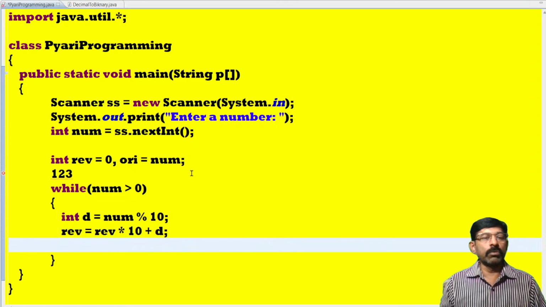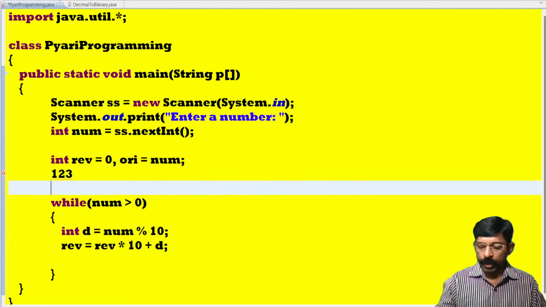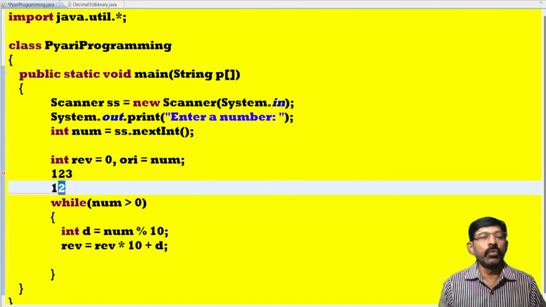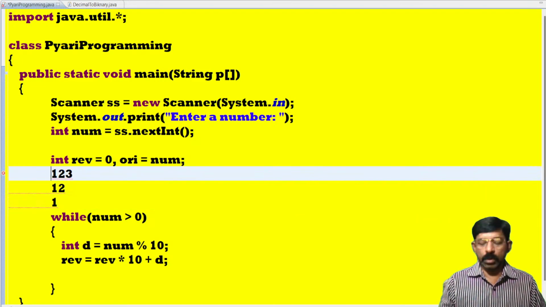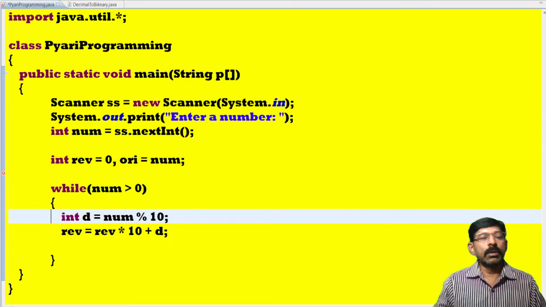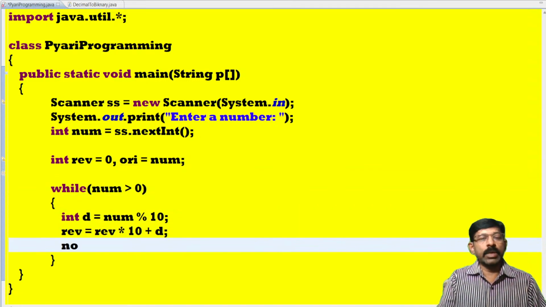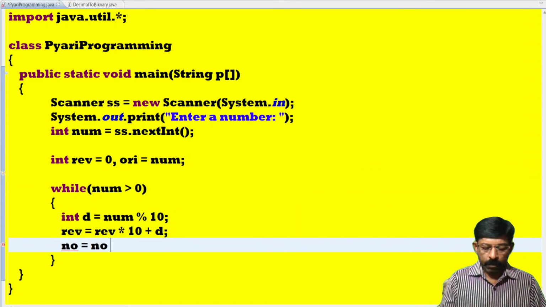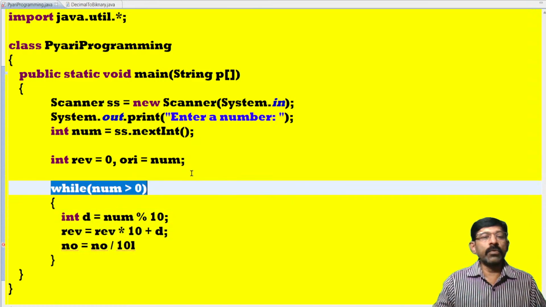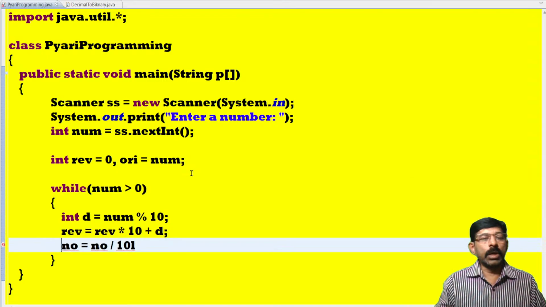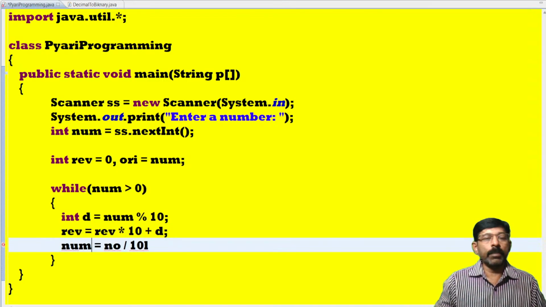After that, I have to reduce the number. Next time number should be 12 so that I will move 2. Next time it should be 1 so that I will move 1. So because of that reason, I will reduce the number. So in order to reduce the number, I will say num is equal to num by 10. This will give me the reverse of the given number. So here instead of no, it should be num.